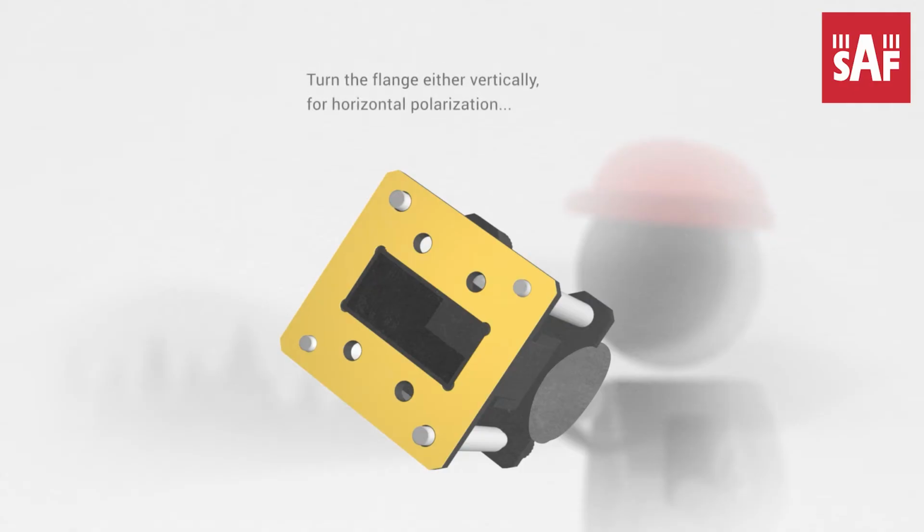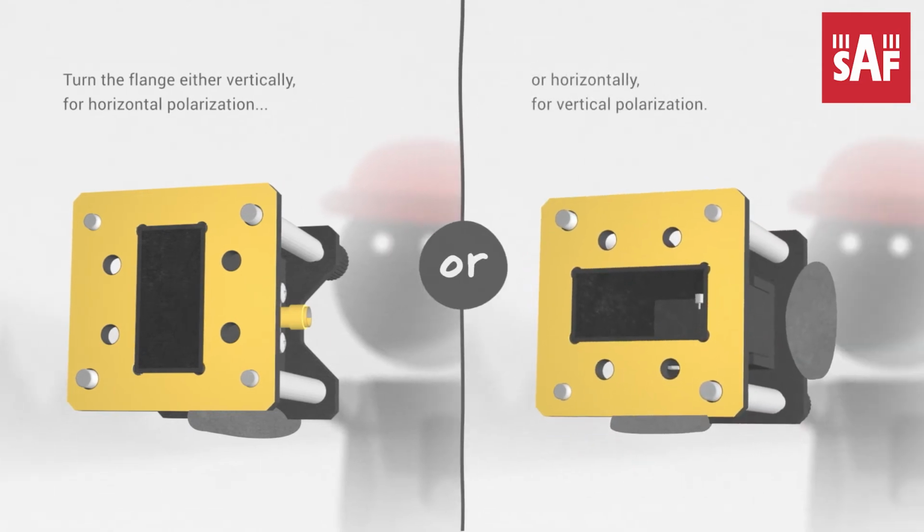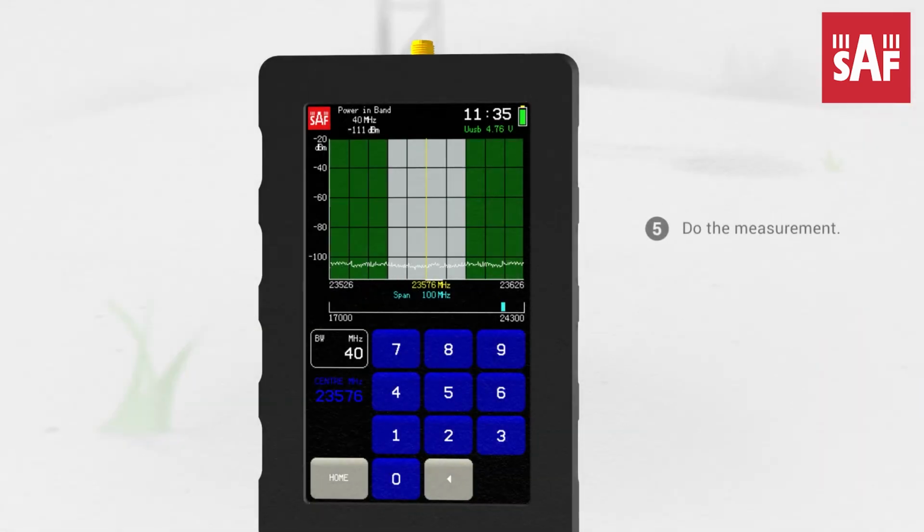Turn it either vertically for horizontal polarization or horizontally for vertical polarization, corresponding to the polarization of your installed microwave antenna. 5. Do the measurement.